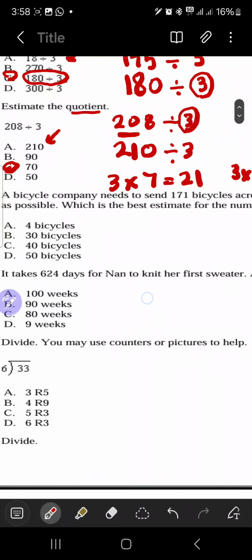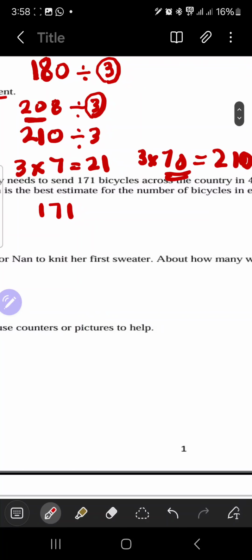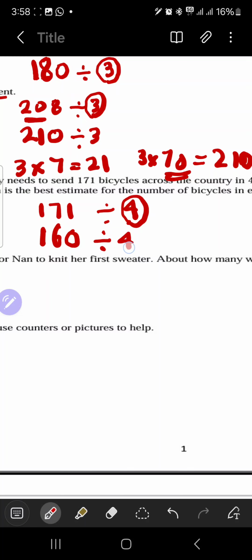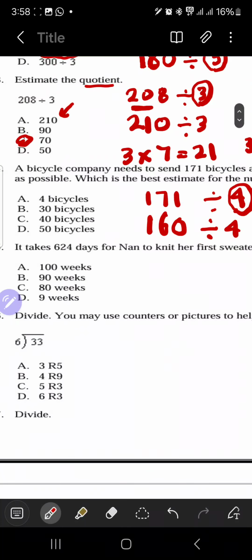Okay, the next question is also similar, 171 divided by 4, nearest estimate, make this 0, and the 17 nearest estimate 16 in the timetable of 4. So your answer is put the 0 and 16 divided by 4 equals 4. So the answer is 40.